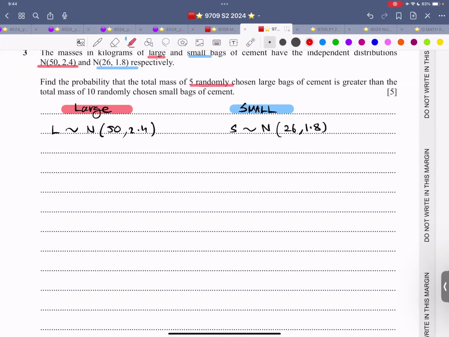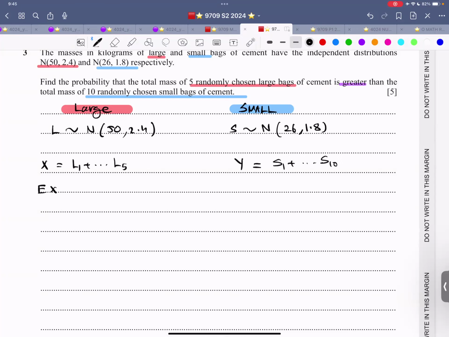So there are 5 large bags of cement is greater than total mass of 10 randomly chosen small bags. And this thing is about greater, so we'll put that thing later on. So I'll write X as L1 all the way till L5, that is large. And instead of S, I'm writing Y, that is S1, S2 all the way till S10.